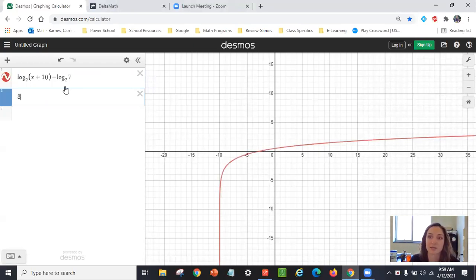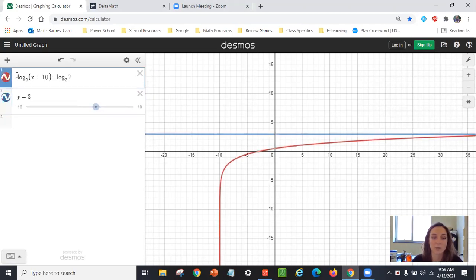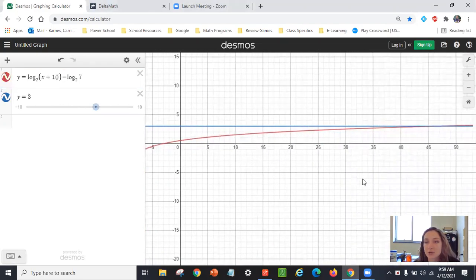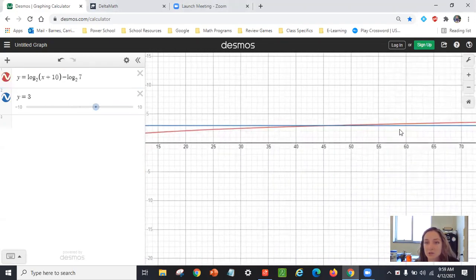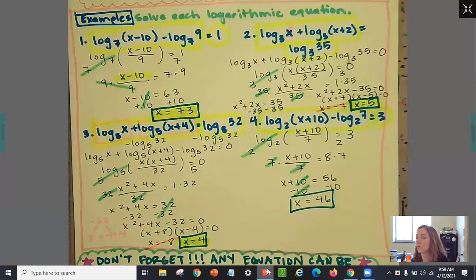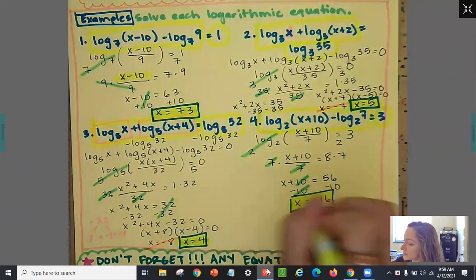If you just type in 3, it's like, what do you want me to do with 3? So you have to say y equals 3. But you could also put y equals up here. Like I said, it will give you the same thing. All right, and we can see that this is happening pretty far down. And this is where they're crossing. If you click on the two lines, it will show up the gray point. And the answer here is 46. So if we look back at our paper, we did get the answer of 46.